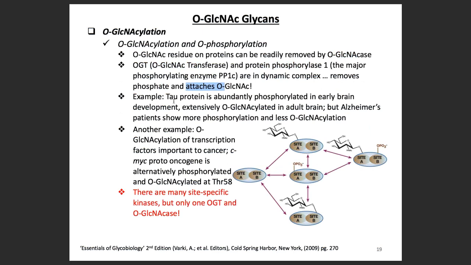The interesting part is that the enzymes that typically put on a phosphate, which are also called kinases, are innumerable. There's an entire assembly of kinases, all different types, and there are numerous drugs that target specific kinases. But think about this: there is only one OGT and only one O-glucanase. So you can imagine that they actually have fairly broad specificity. Extremely interesting.